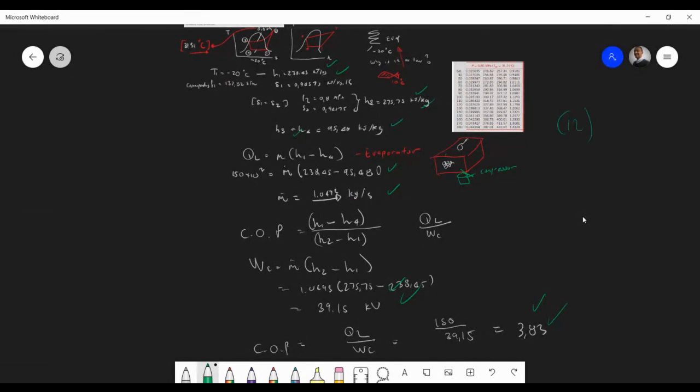So 12 marks, right? So this is an ideal cycle. And when you get to the actual one, you'll see there definitely will be more marks because you will have to work on a few extra things.